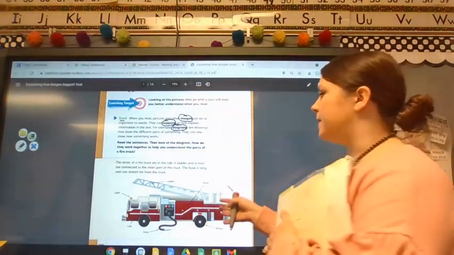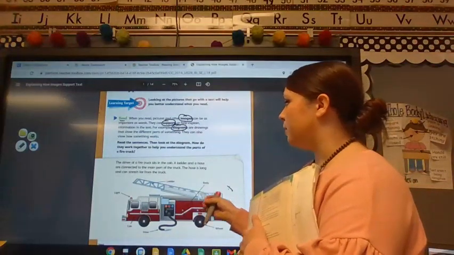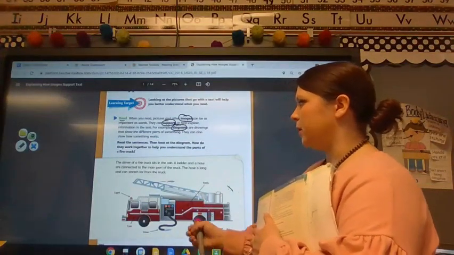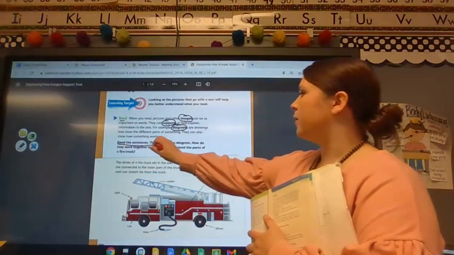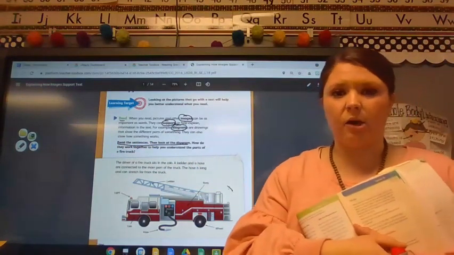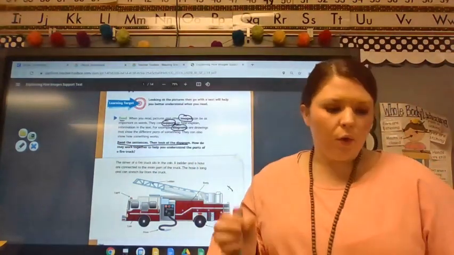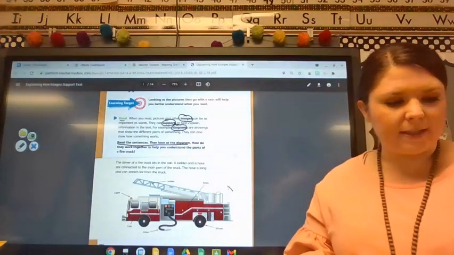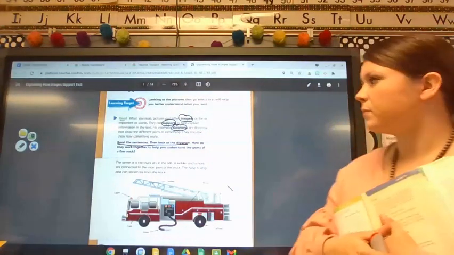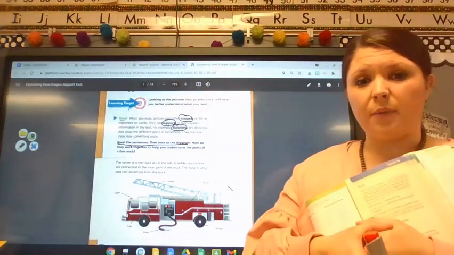So we're going to read the sentences and we're going to look at the diagram below. So that's what I want us to do first. Read the sentence and then look at the diagram. I want you to go ahead and do that on your own. Read the sentences and look at the diagram below. When you're done, you may unpause the video.